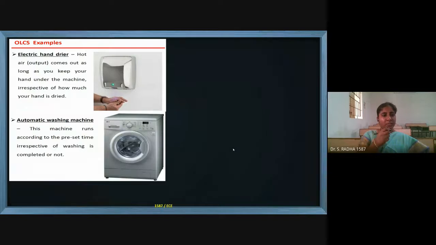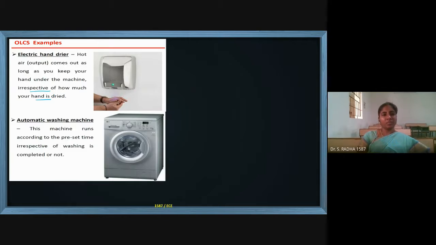you might have seen the electric hand dryer. The time will be fixed, irrespective of how wet or dry your hand is. It will operate for some fixed time only, irrespective of the wetness in your hand. The hand dryer will work for some fixed amount of time, already prefixed inside the machine.